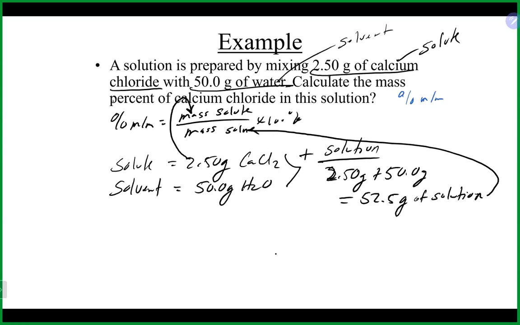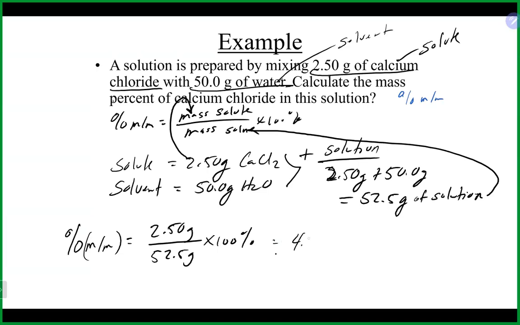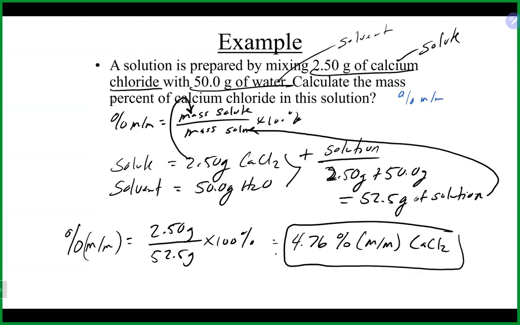So that gives us everything we need, which means our percent mass to mass here would be our 2.5 grams divided by our 52.5 grams times 100%. And that's going to give us 4.76%. You could leave it as percent M/M, or you could put something like calcium chloride. It will look good, I think. Yeah, 3 sig figs. Any questions on that one there?